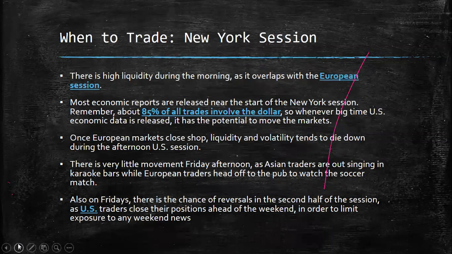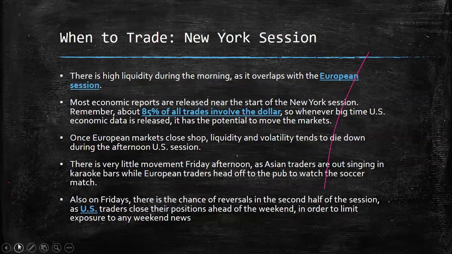The New York session, there is high liquidity during the mornings as it overlaps with the London session. Most economic reports are released near the start of the New York session. So remember, about 85% of all trades involve the dollar. So whenever big-time U.S. economic data is released, it's got potential to move the market greatly on a lot of pairs.